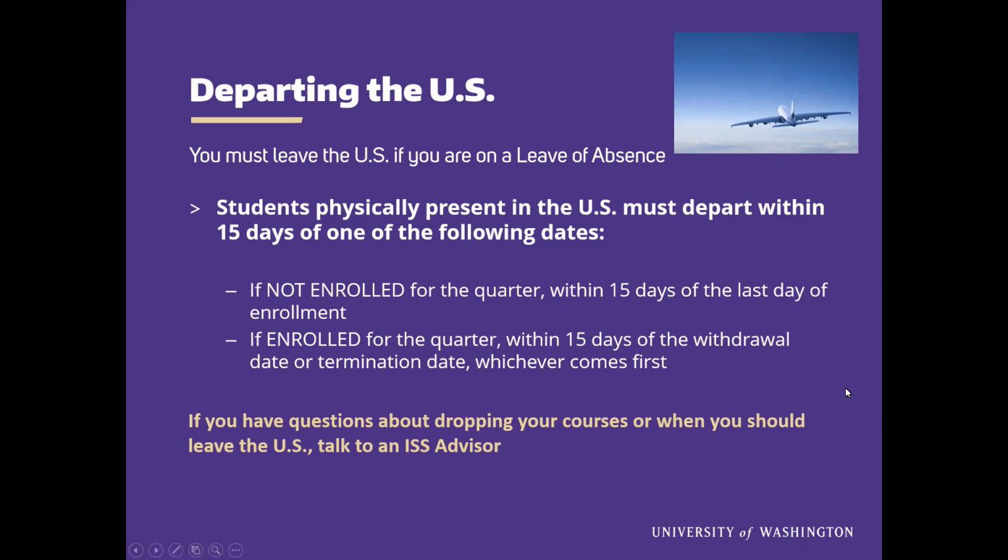If you are enrolled for your LOA quarter and haven't dropped your courses yet, you should depart within 15 days of either your withdrawal date or your termination date, whichever comes first. ISS will notify you when we terminate your record. This will be the day we process your LOA request. If you have any questions about dropping your courses or when you should leave the US, please talk to an ISS advisor.